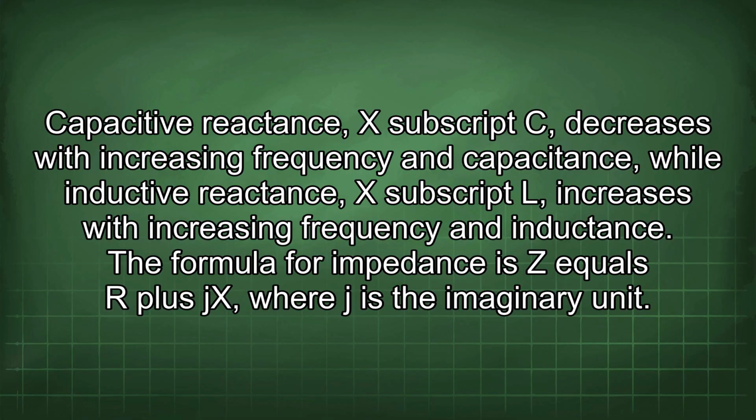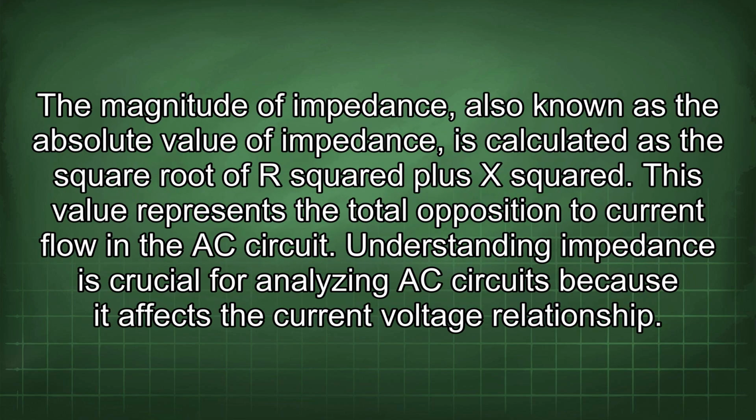The formula for impedance is Z equals R plus jX, where j is the imaginary unit. The magnitude of impedance, also known as the absolute value of impedance, is calculated as the square root of R squared plus X squared. This value represents the total opposition to current flow in the AC circuit.